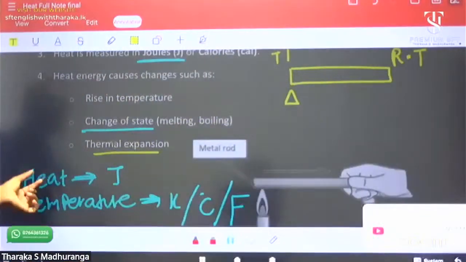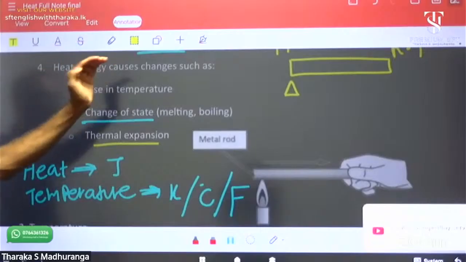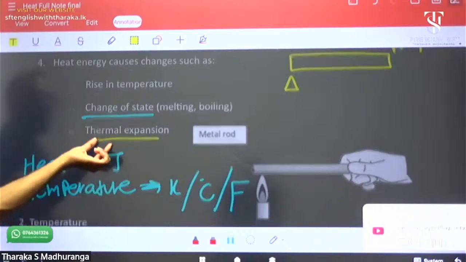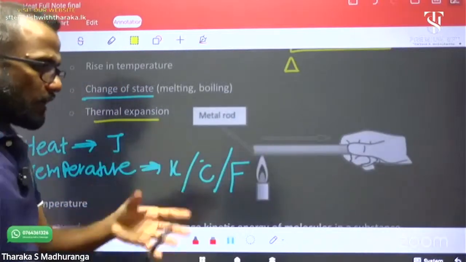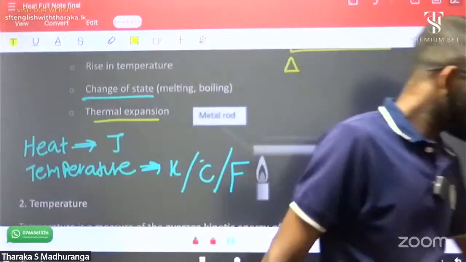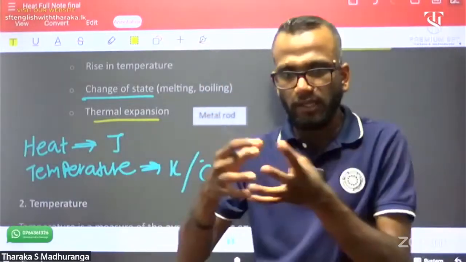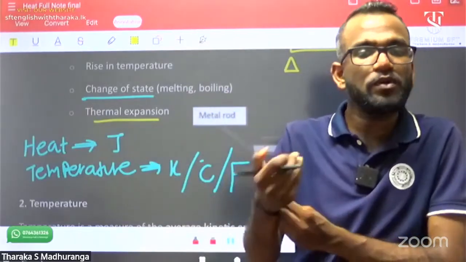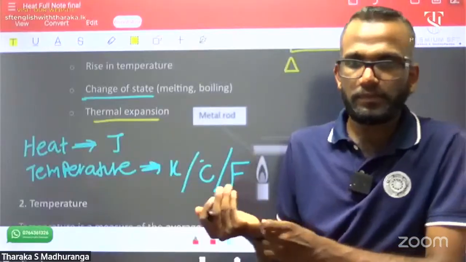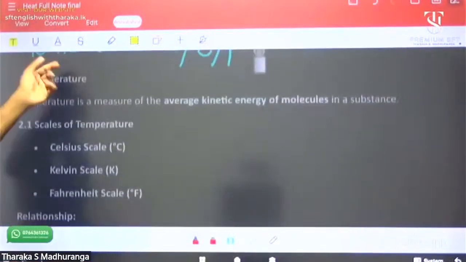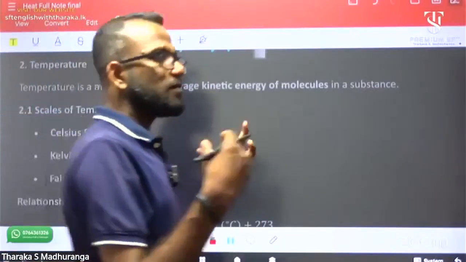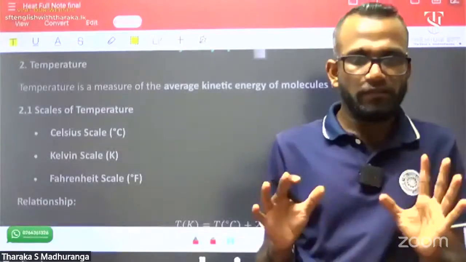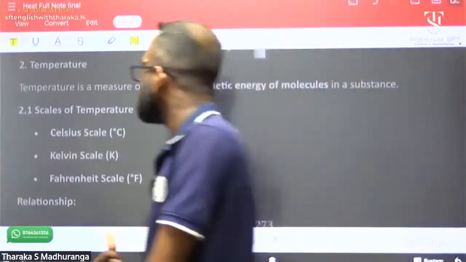Okay, the other possibilities. Heat energy causes changes such as a rise in temperature. Yes, with heat energy the temperature increases, and it expands by thermal expansion, increasing the size of any substance, and finally, is it possible to change the physical state due to melting or boiling? Okay, now I think you have a very rough and normal idea. That is enough. Now we can discuss further part by part.